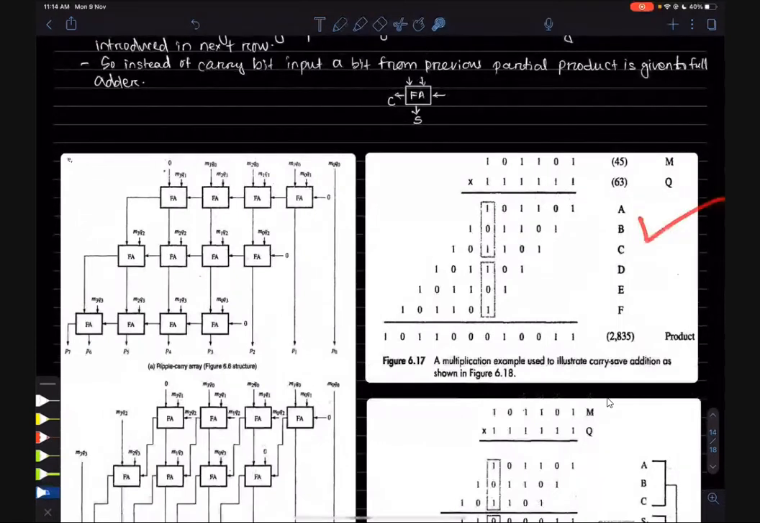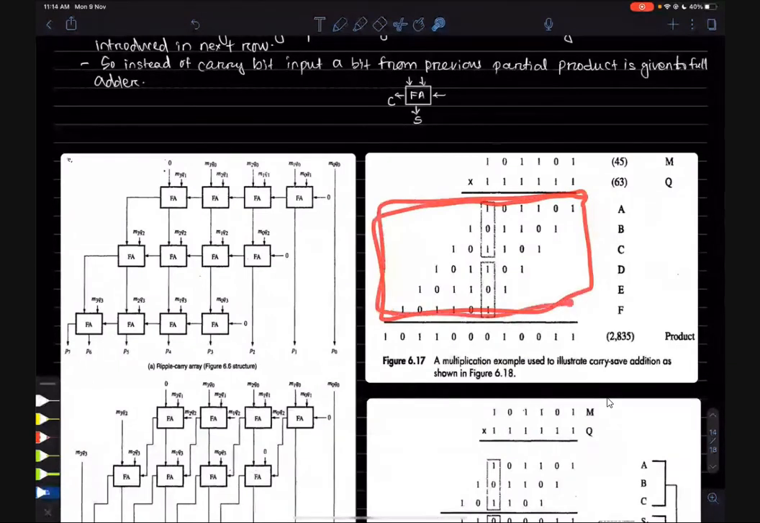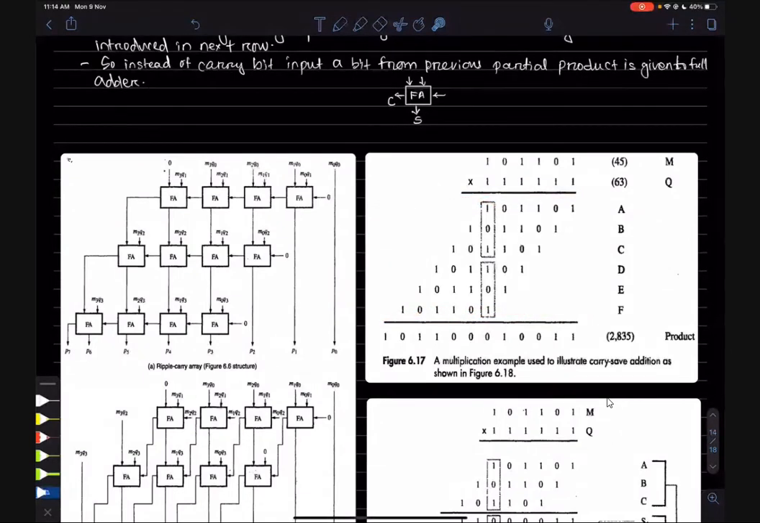This is the normal multiplication that we usually do. Whenever we multiply this 6-bit number, we will get 6 partial products. Our work is to reduce the time taken to sum these many partial products. Let's name each partial product A, B, C, D, E, F.